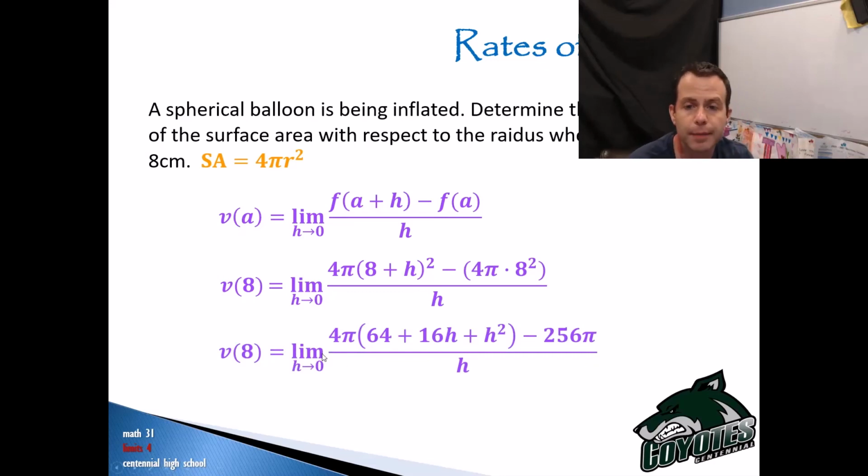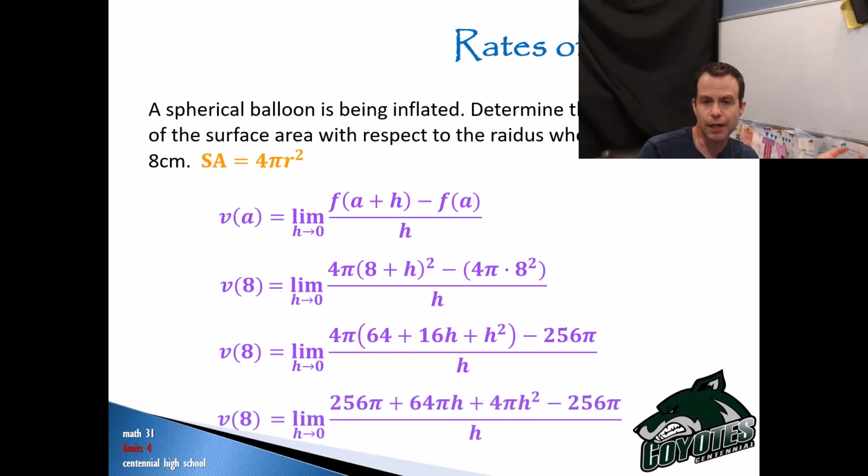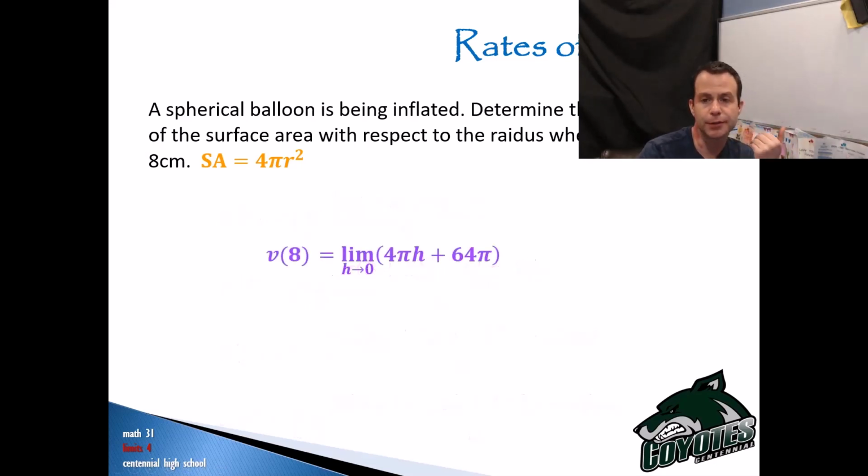Okay, I'm going to bring my 4 pi into all of those. So that's going to give me 256 pi plus 64 pi h plus 4 pi h squared minus 256 pi. My 256 pi's are gone. And I'm left with 4 pi h squared plus 64 pi h. I can factor the h out of that. When I factor the h out of that, I'm now able to do substitution, okay? So when I plug the 0 in here, this is gone and I'm left with 64 pi.